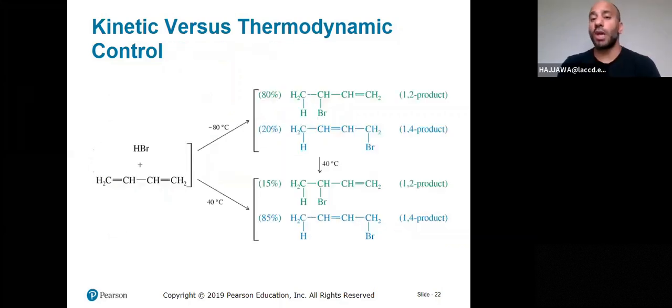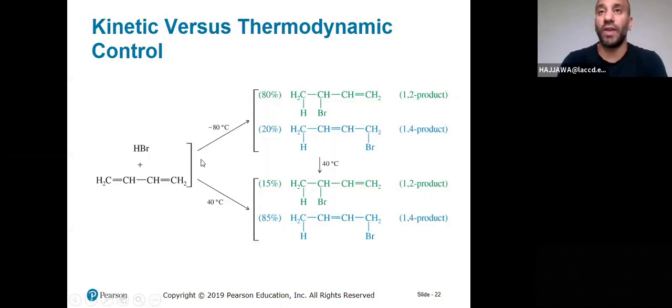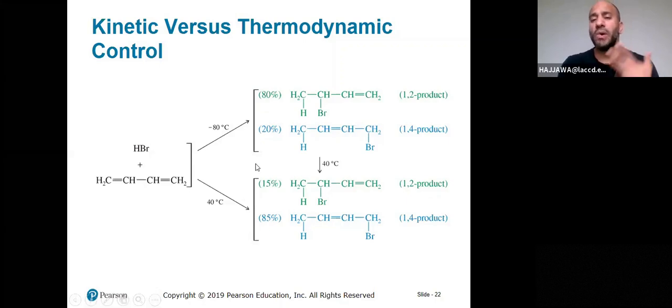In order for me to ask a question on an exam or a quiz, I have to indicate the temperature. So all you need to figure out is: is it a lower temperature than room temp? Then it will give me the 1,2 addition. Is it a higher temperature than room temp? Then it will give me the 1,4 addition. You are not required to know these percentages, because you would have to do the experiment in order to figure out what the percentages of those products are.